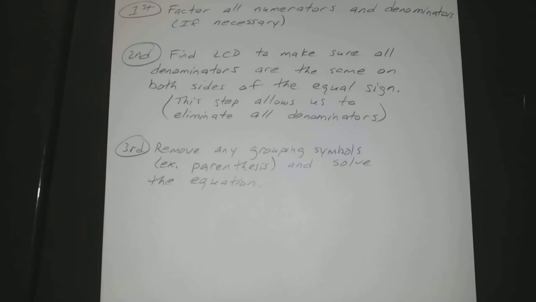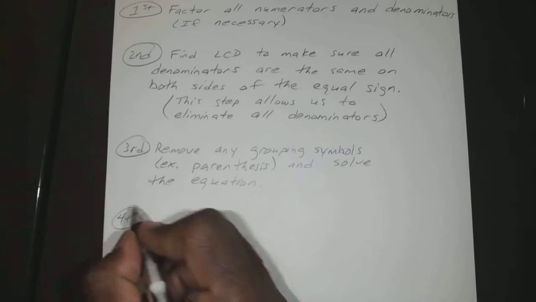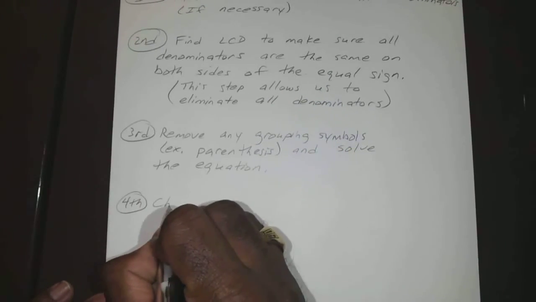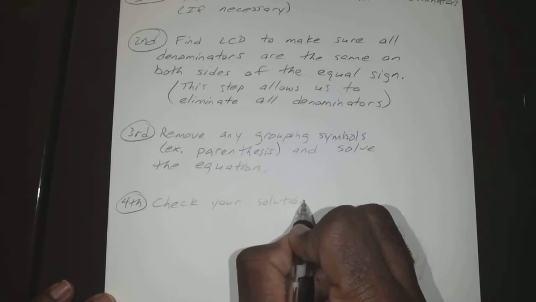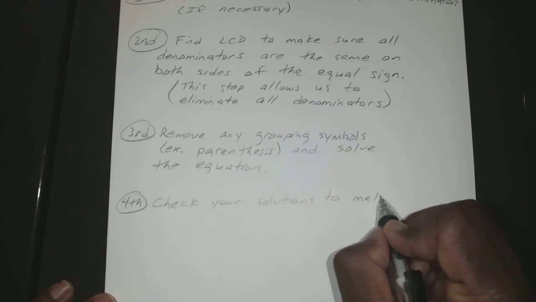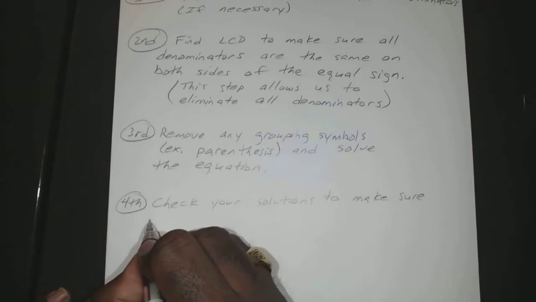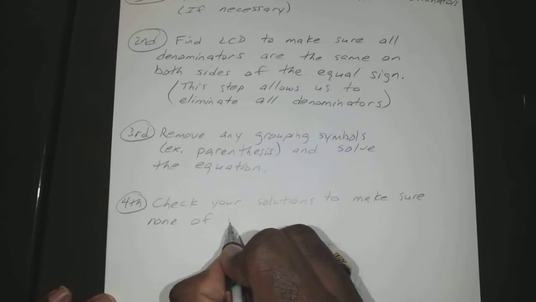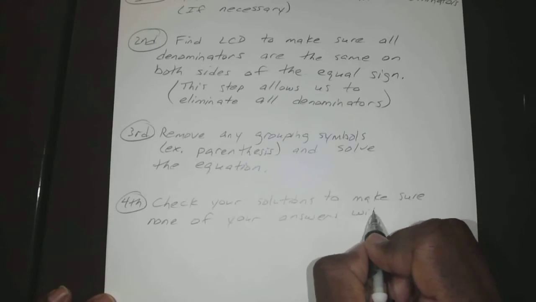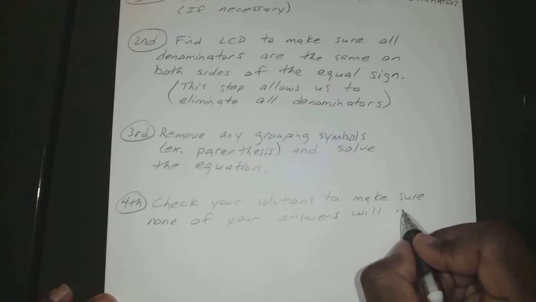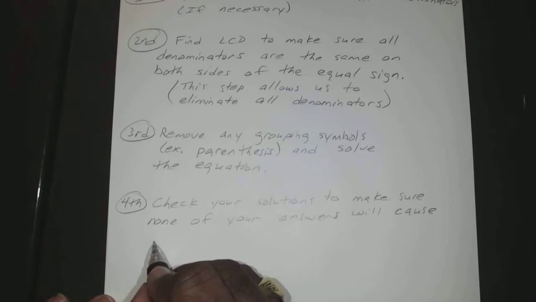Okay. Now your fourth step is to check it. You don't have to check the entire thing. You're just checking to make sure that none of your answers will cause you to have a zero in your denominator. So check your solutions to make sure none of your answers will cause a denominator to equal 0.